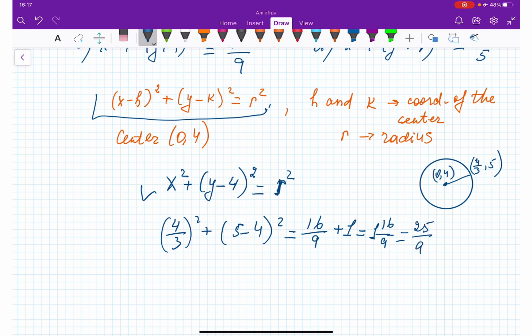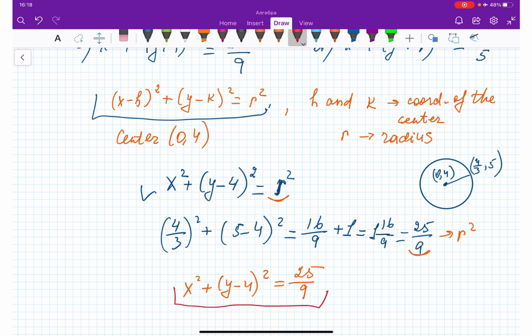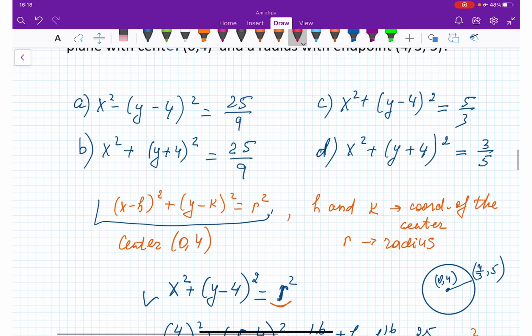And keep in mind, since here it is r squared, this is also squared, r squared. So from here I can rewrite x squared plus (y minus 4) squared equals 25/9, since we already have our r squared, right? Okay. And that is going to be our equation that expresses the given circle. And the answer is going to be A. Okay?